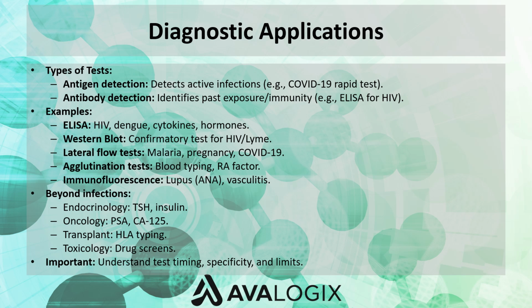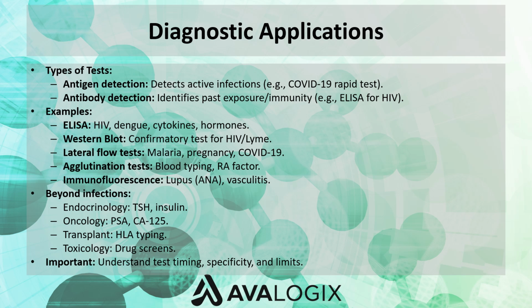Importantly, immunodiagnostics are not limited to infectious diseases. They are essential in endocrinology, e.g., TSH, cortisol levels; oncology, e.g., tumor markers like PSA or CA-125; transplant medicine, e.g., HLA typing and cross-matching; and toxicology, e.g., drug screening via immunoassays. However, interpretation must be contextual.